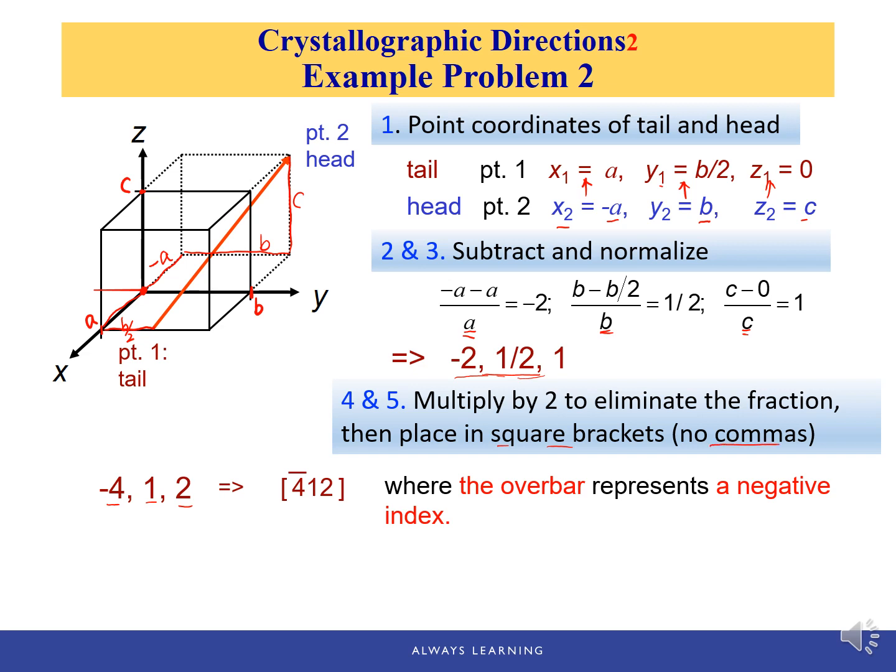So here, the difference between this problem and the last problem is we have a negative component, or negative index, here. So the convention for writing Miller indices for negative numbers is to write the over bar. Instead of using a negative sign before the number, we put a bar on top of this number to represent a negative index. So this is the result.